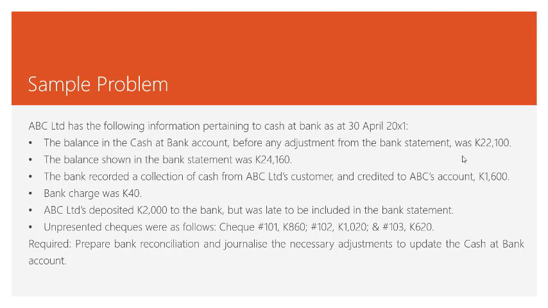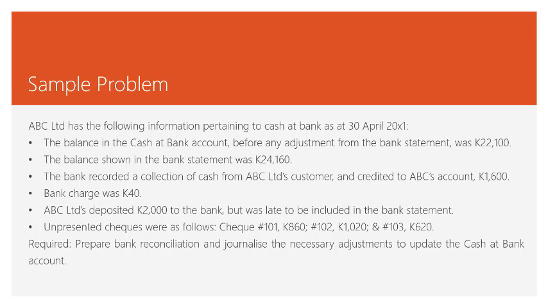The fifth bullet here is a deposit made by ABC Limited, but the problem is it was too late to be reflected in the bank statement. So this is one reconciling item that we have to consider in calculating the adjusted balance. And then the unpresented checks, check number 101, 102, 103. These are checks which we call outstanding. So to get the adjusted balance of the cash, we need to consider this in calculating the adjusted bank balance.